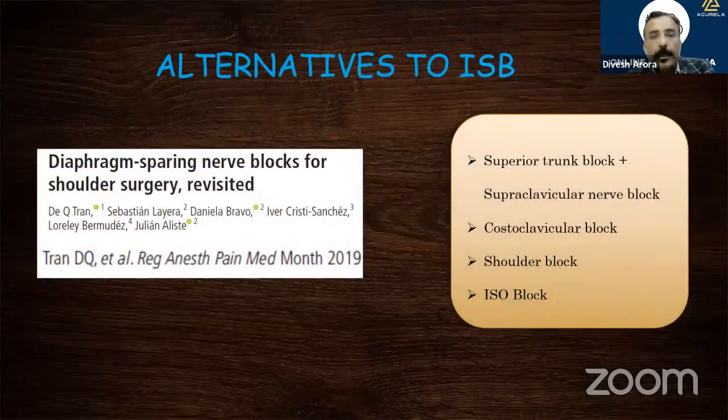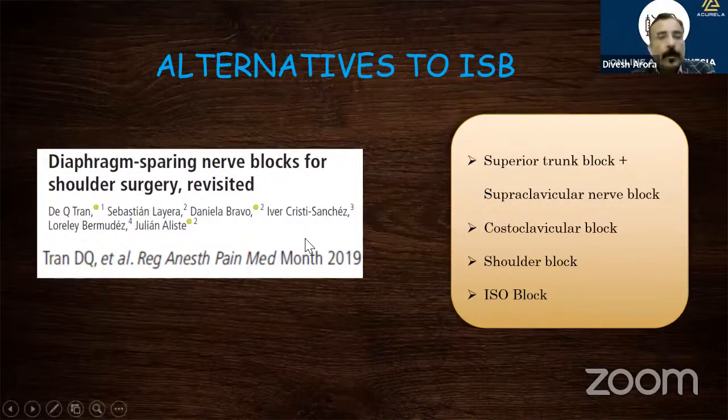So are there any alternatives to interscalene brachial plexus block so as to avoid phrenic nerve or injury to dorsal scapular or various other complications? This is very recently published: diaphragm sparing nerve blocks for shoulder surgery revisited. First, these set of authors published in 2017 and subsequently they published in 2019 as a daring discourse. So they have cited certain alternatives, which we have been trying also.